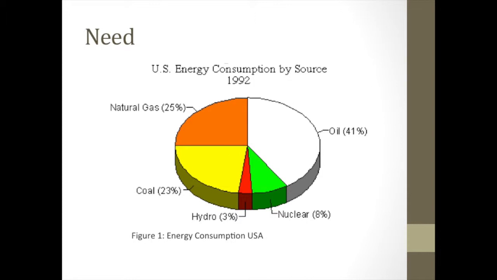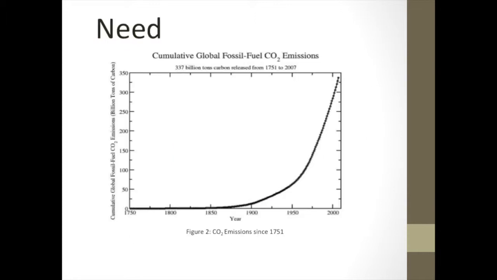In the USA in 1992, 89% of energy came from unclean sources that produced greenhouse gases such as CO2. Figure 2 shows the carbon dioxide emissions from fossil fuels since 1751, where an estimated 337 billion tons of carbon dioxide has been released into the atmosphere by human means.